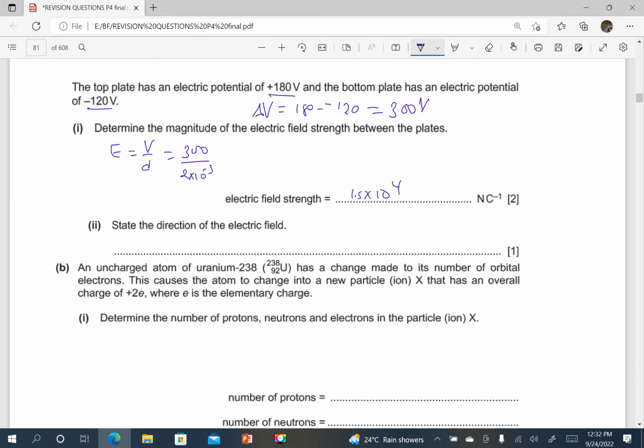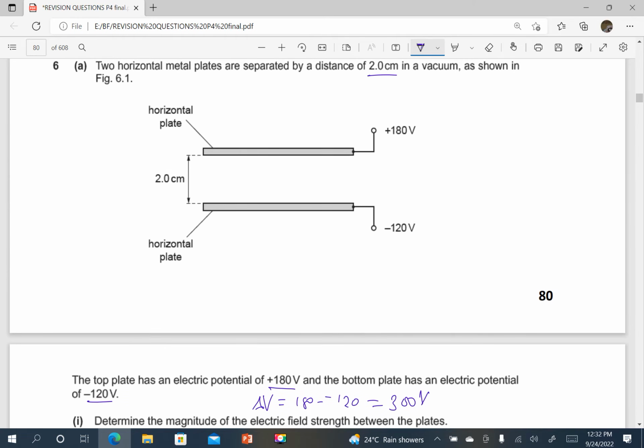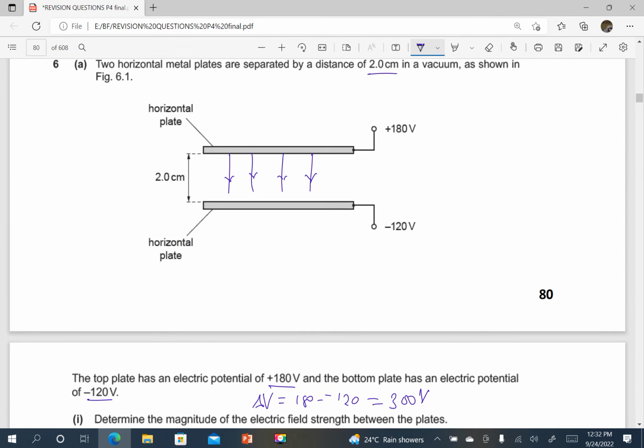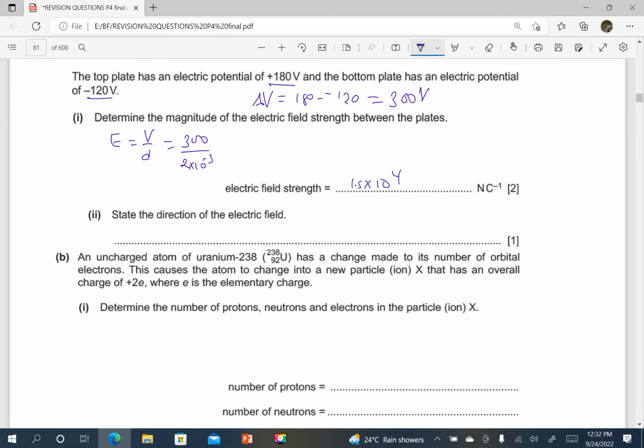State the direction of the electric field. We look at the diagram. The field lines should originate from high potential to low potential. So the direction of the electric field is vertically downwards.